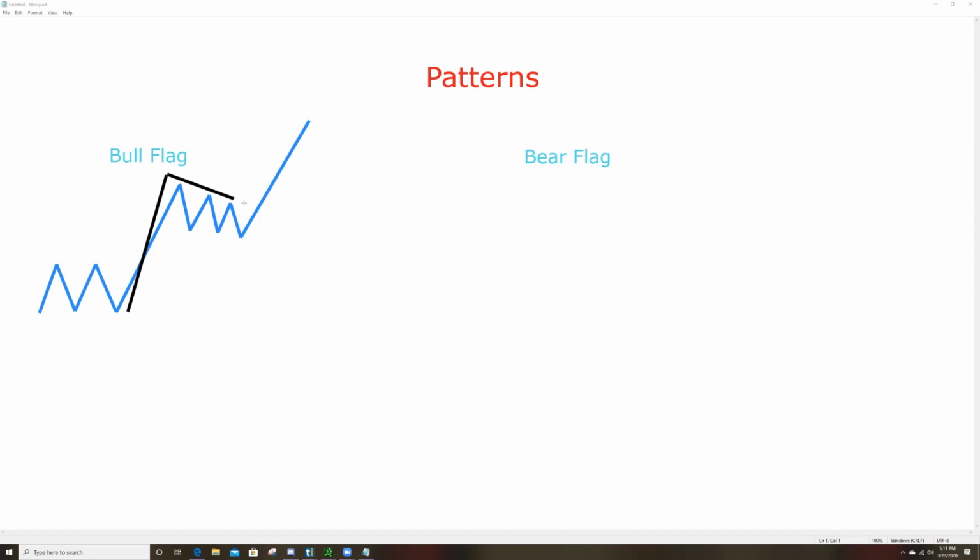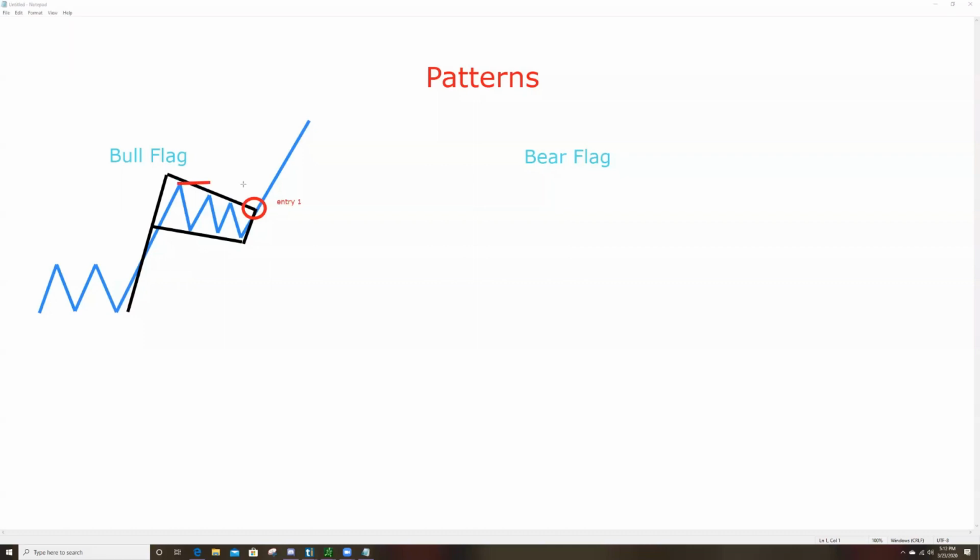So as you can see with the black line, we have a pull and then a flag that sort of makes it look like a bull flag. So now, the entry on this is the break of the flag. Where the blue line goes through the black line, that is your first entry.